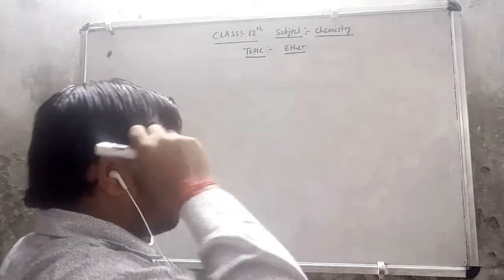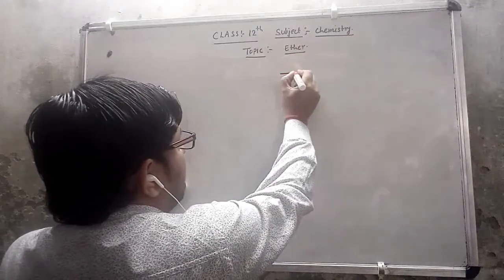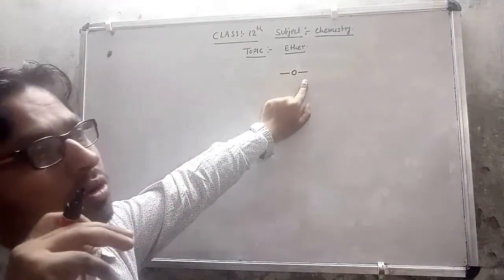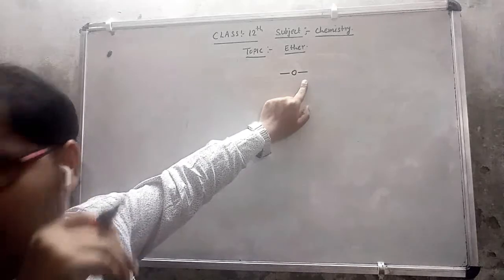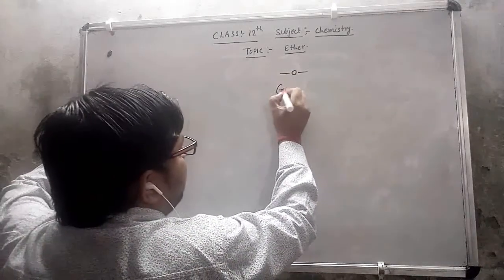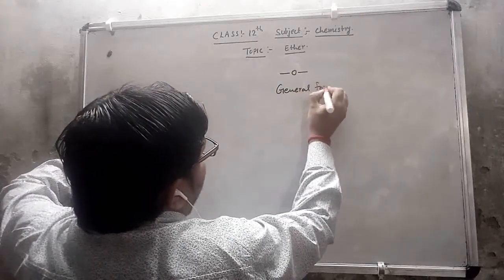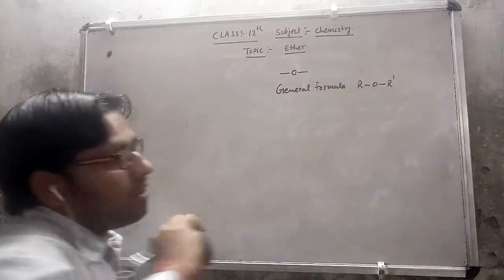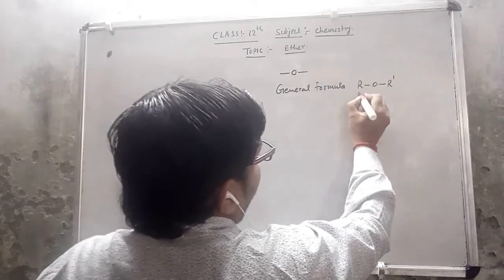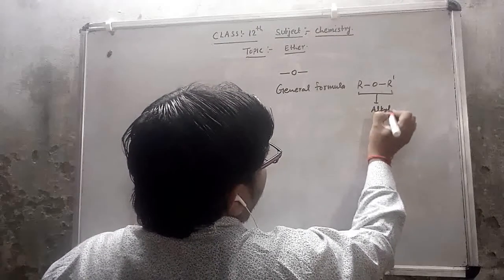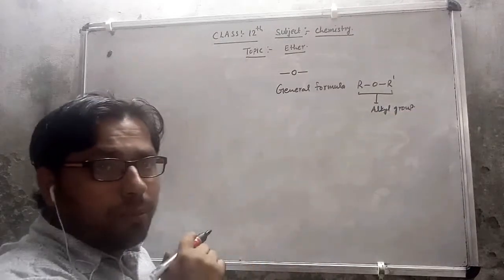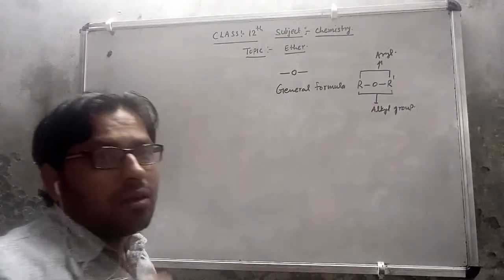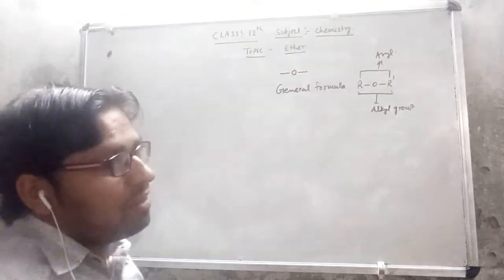Ethers are compounds having this group, a C single bond O single bond C group. The general formula for ether is R single bond O single bond R dash. Here, whatever R or R dash I have taken, they can be an alkyl group or an aryl group.